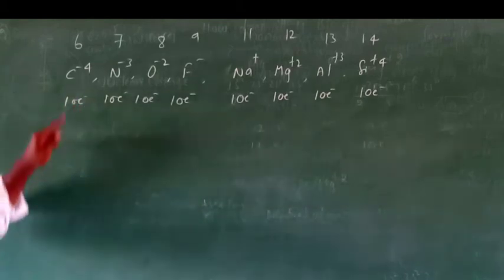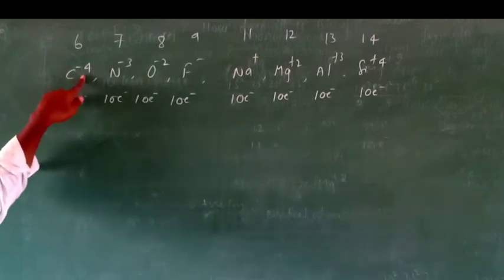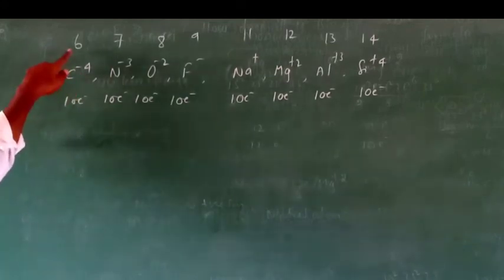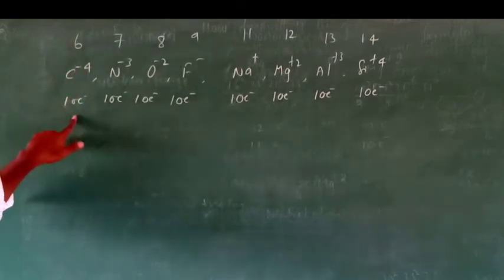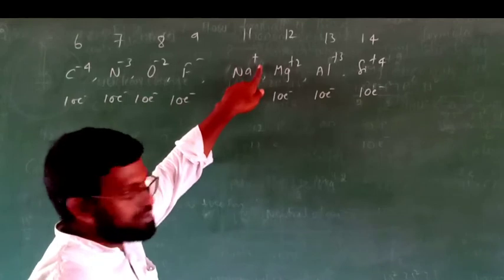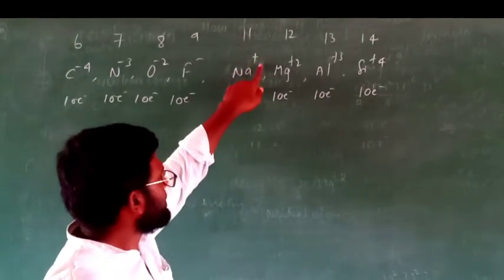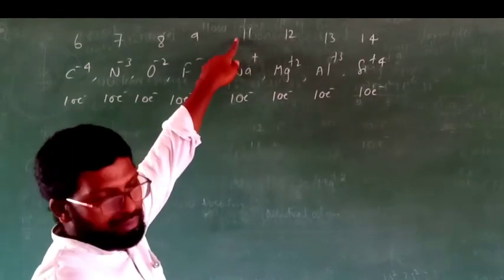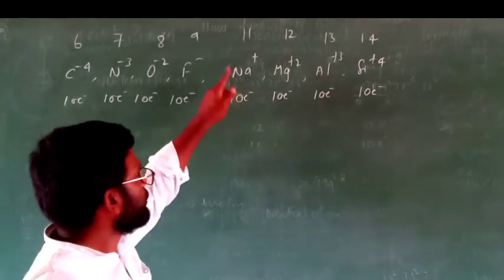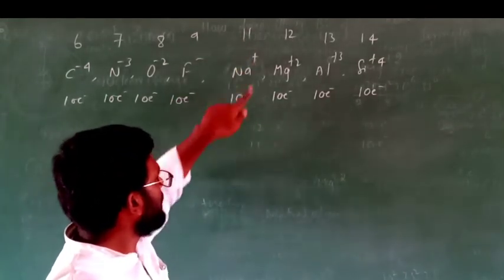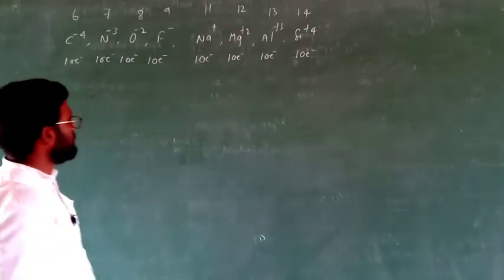Don't be confused. Here a minus is there, but it is not 6 - 4, 2. Here -4 means it has gained 4 electrons. So already 6 electrons are there, and 4 more electrons are gained. So 6 + 4 is 10. Here a positive charge is there. Positive means loss of electrons. 11 electrons are there, 1 electron is lost, so 11 minus 1 becomes 10. You should not do it like this: 11 plus 1, 12, 12 plus 2, 14. That's the wrong way. Try to understand the concept.